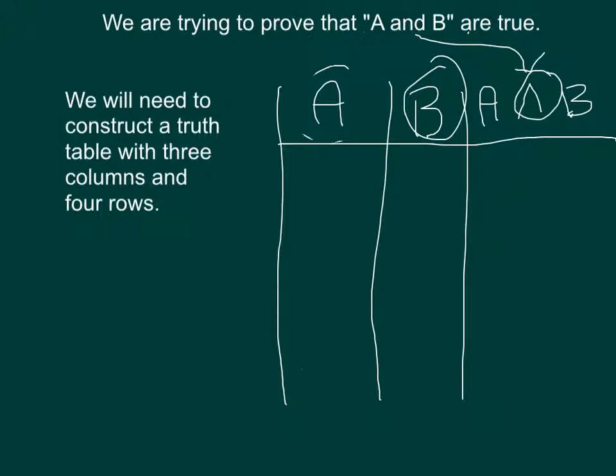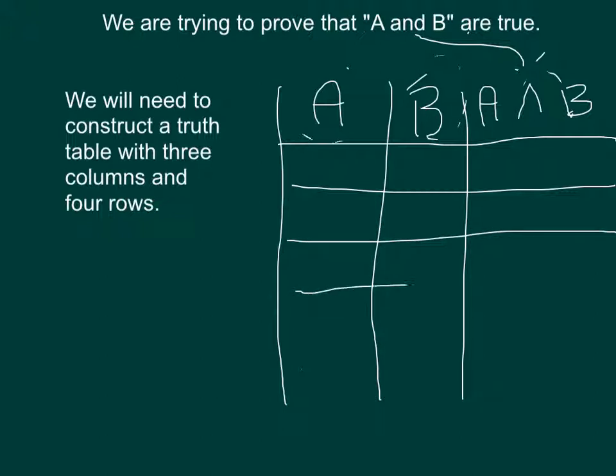So we will need to construct a table with 3 columns, so that's going down, and 4 rows. 1, 2, 3, 4. Okay, so in order to determine this, we need to figure out, is it true? Let's say it's true that we have a dog. So we can mark in this area right here, we could put a T for true.